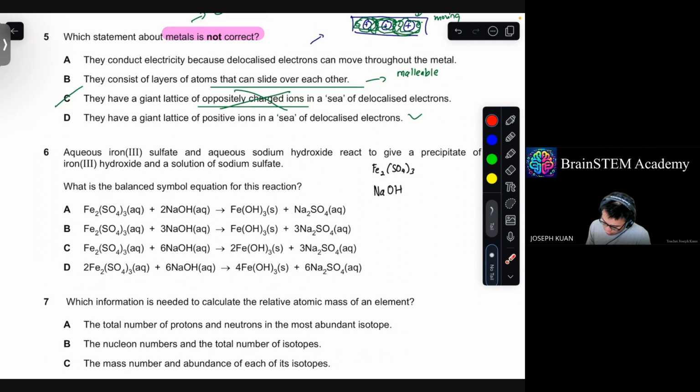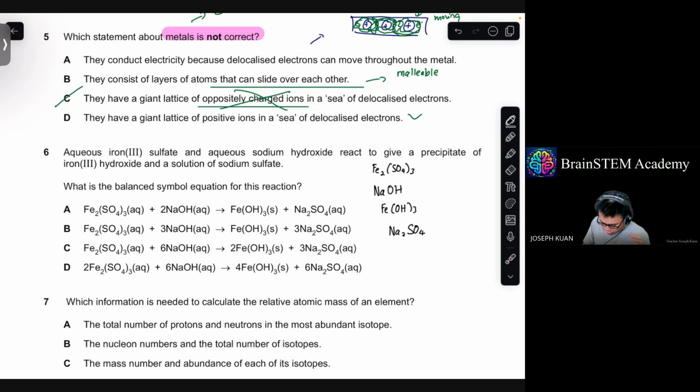And then for iron(III) hydroxide, it will be Fe(OH)3. So the formula of all 4 options are correct. And then lastly, the sodium sulfate formula is Na2SO4. So this is correct for all of them. So you can see that this question is trying to test you on your coefficients, on your balancing. So you just need to check whether both sides have an equal number of atoms.